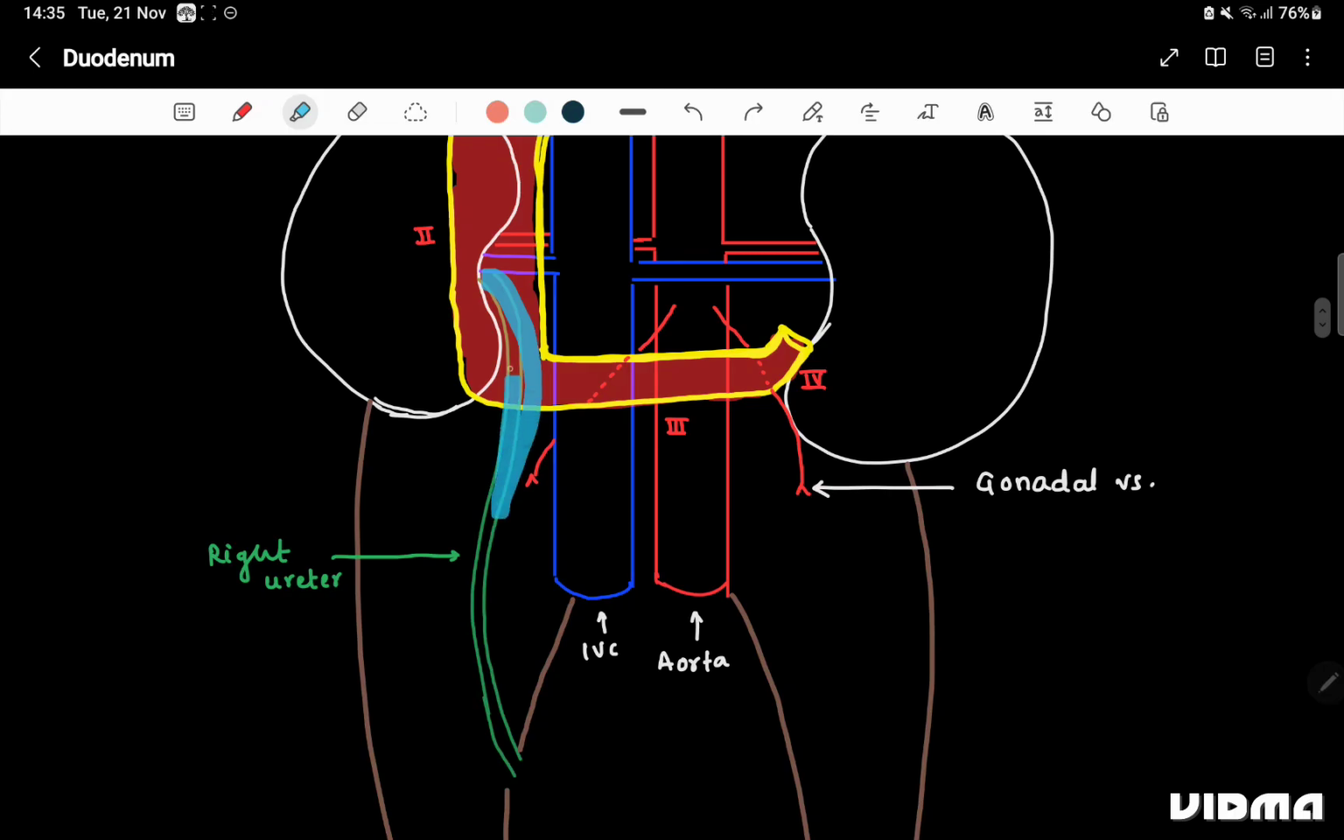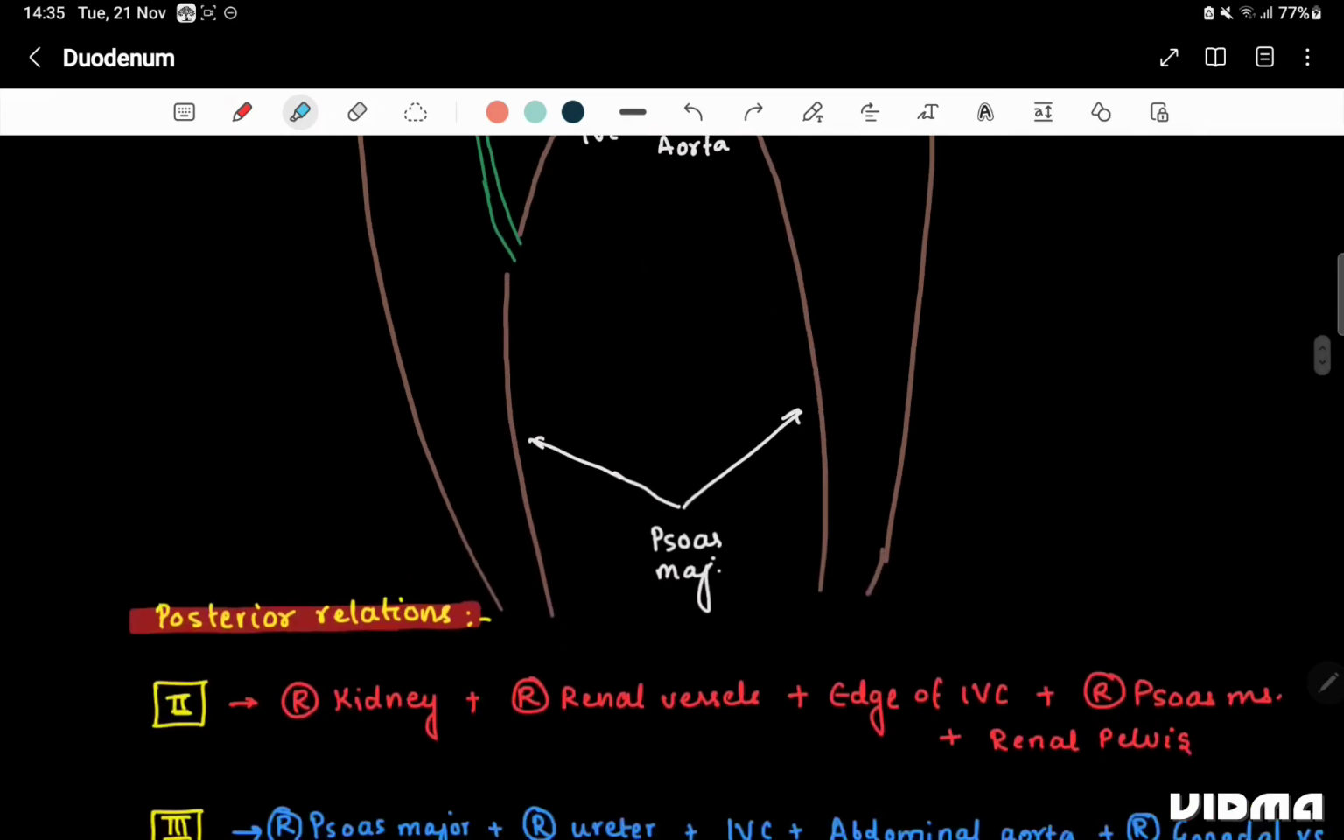The right ureter turns a little bit more like this, and it is forming the posterior relation of the third part of the duodenum. And for the second part it is covered. Let's talk about the third part.